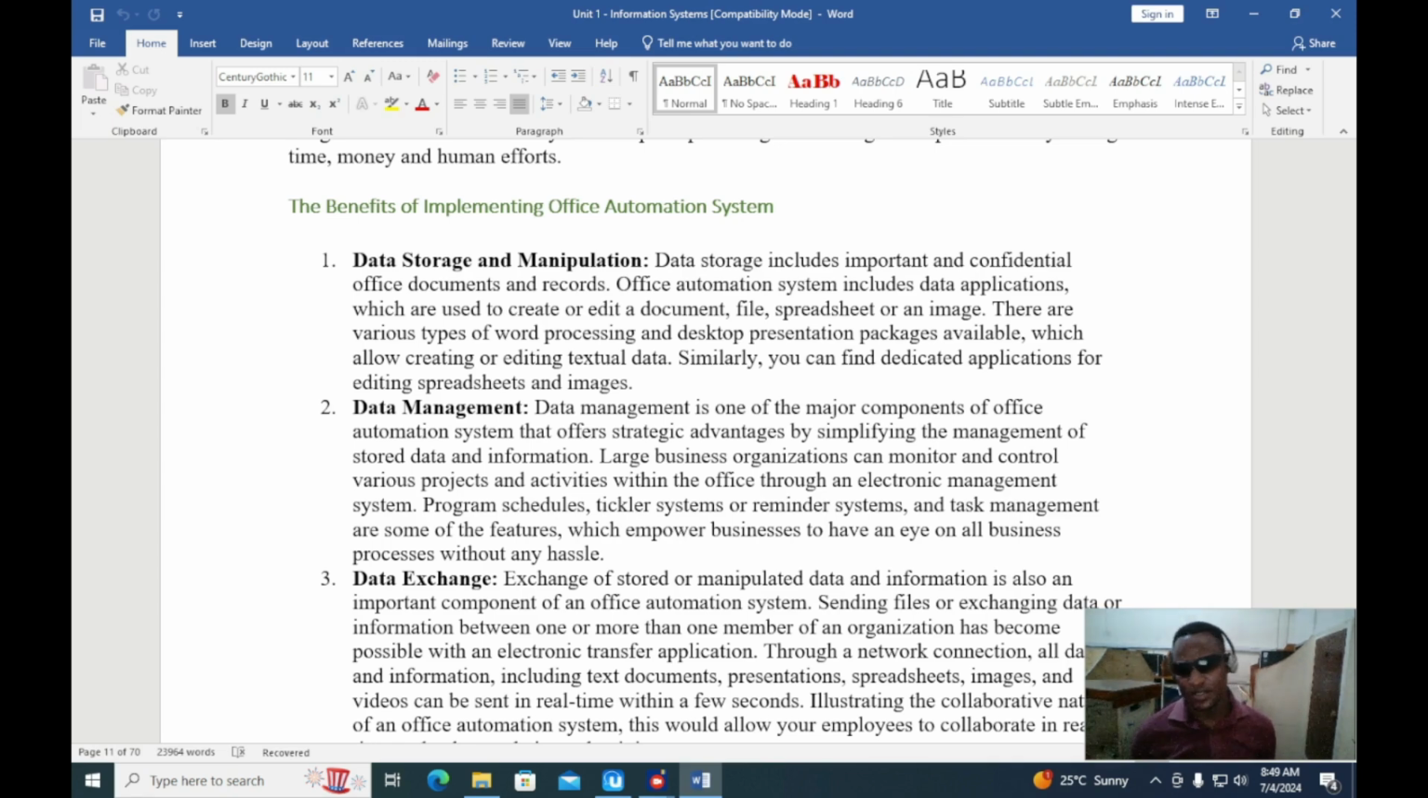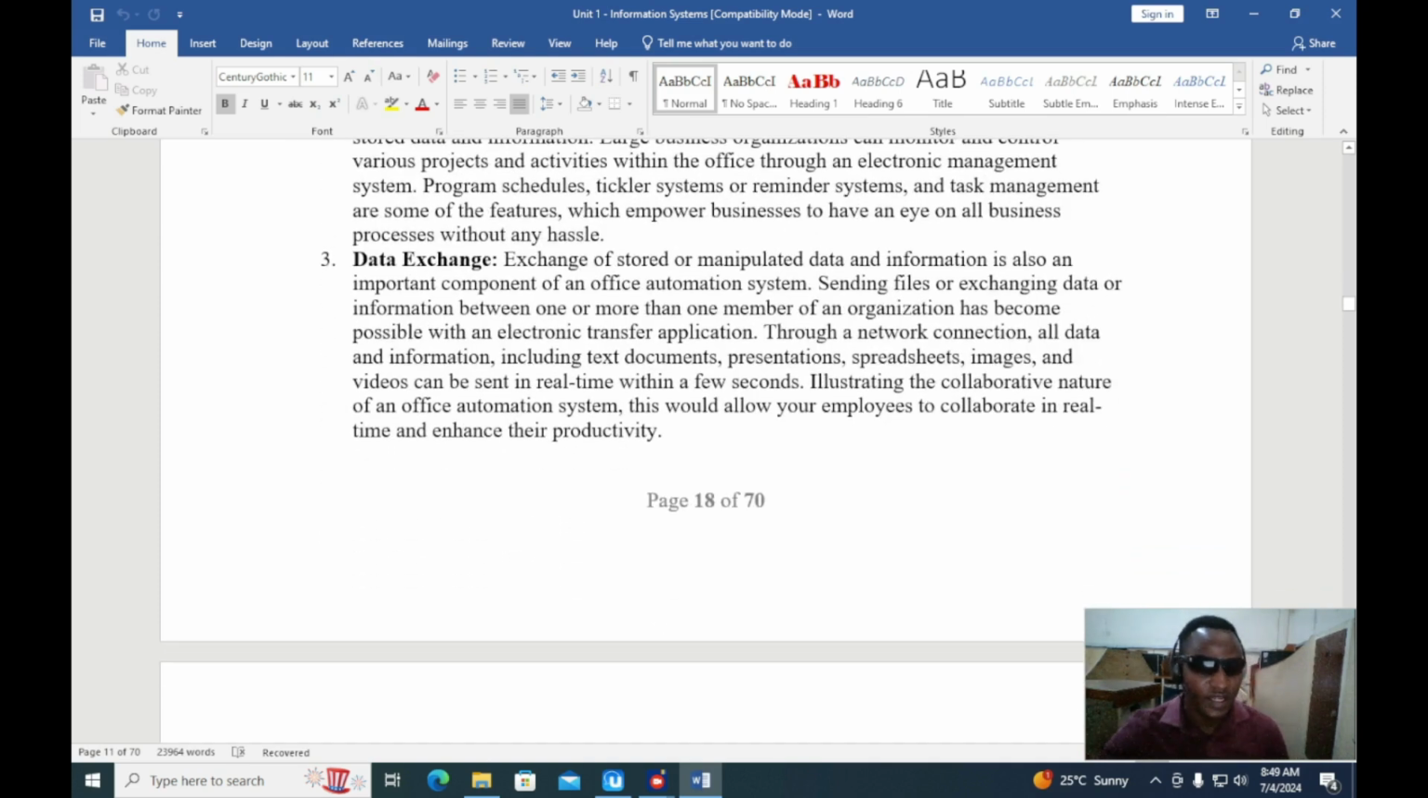They offer features that are actually empowering our businesses to make sure that we have an eye on all the business processes without any struggle or hassle. We have data exchange, the data that is stored or even manipulated, and the information needs to be exchanged in an office. So sending of files and exchanging of data or information from one or more members, or from one organization to another organization, is now made possible because we have the electronic transfer applications.